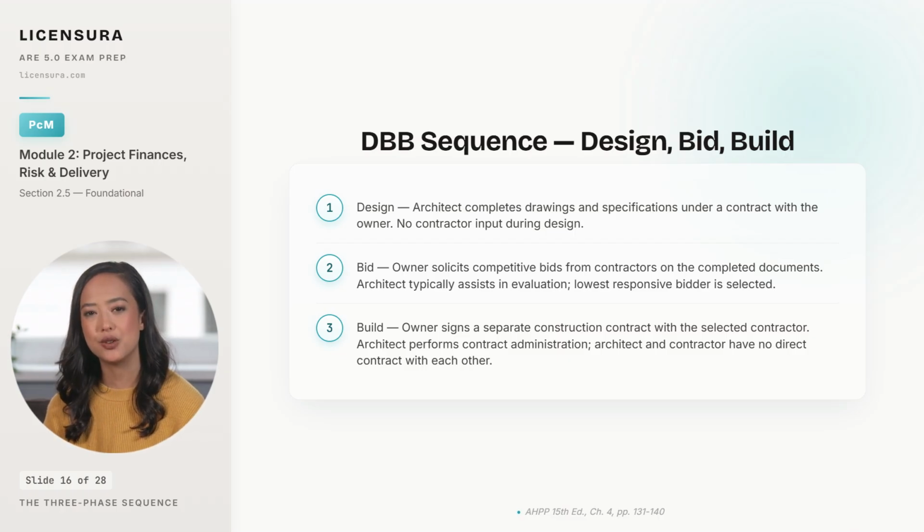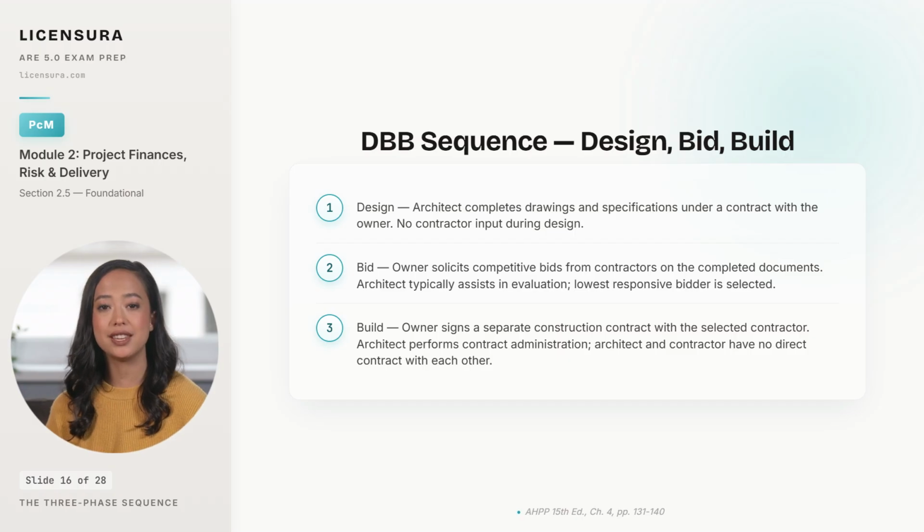The owner holds 2 separate contracts, one with the architect, one with the contractor. The architect and the contractor have no direct contract with each other. All communication between them flows through the owner or through the architect acting as the owner's agent during construction administration. That separation preserves the architect's independence. The architect is not the contractor's employee and has no financial interest in construction cost. And it is also what produces the adversarial dynamics when problems arise.